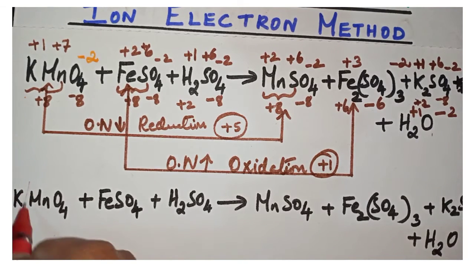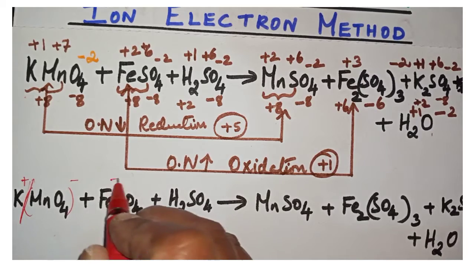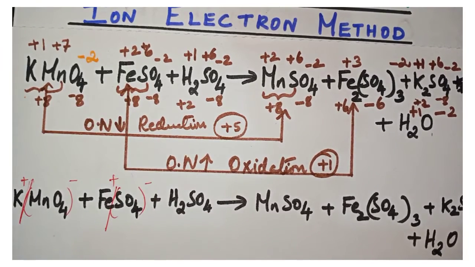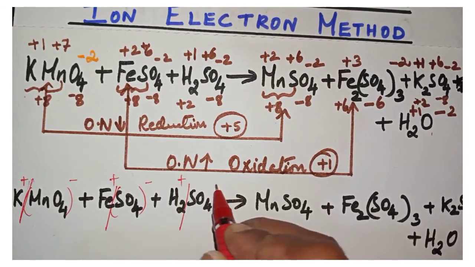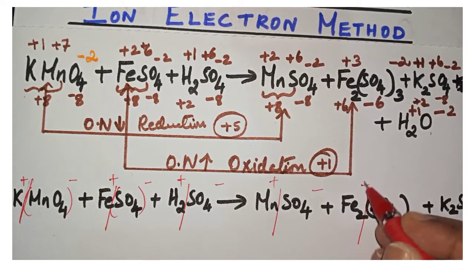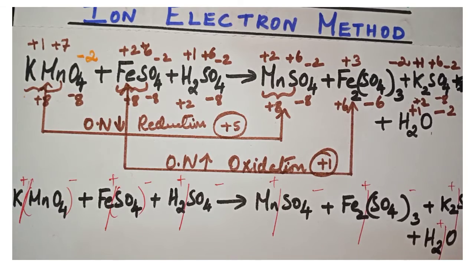I just split each compound into plus and minus ions. So potassium is always a plus ion and MnO4 is a minus ion. Likewise, FeSO4: Fe is a plus ion, SO4 is a minus ion. Then H2SO4 also, here H2 is plus and SO4 is minus, and here manganese is plus, SO4 is minus, here Fe2 plus, SO4 minus, potassium plus, SO4 minus, and here water, H2 plus, O minus.